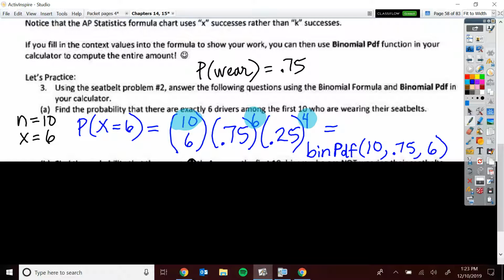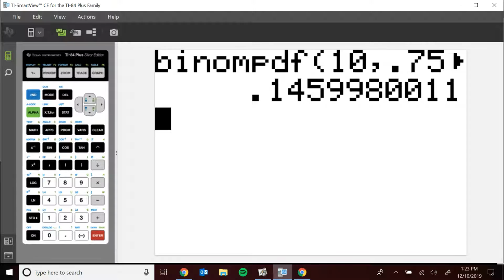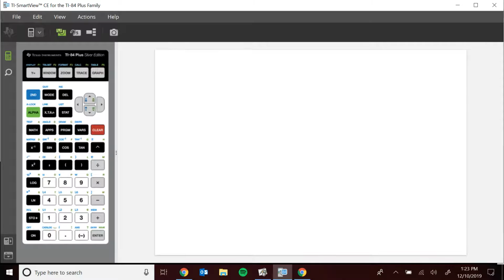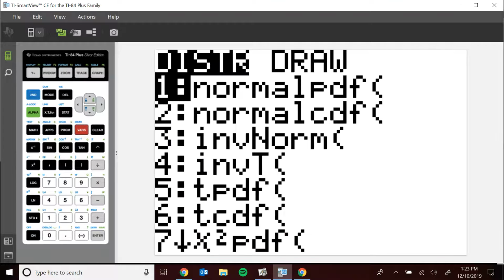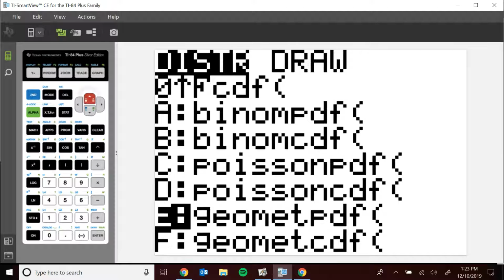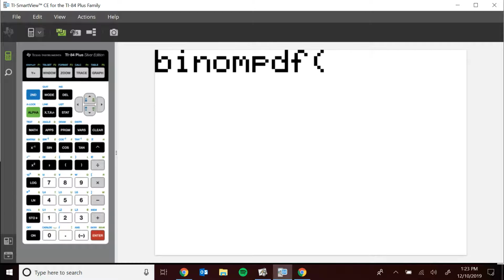Okay, so let's go do that. So to the calculator. Where were all of our other distribution functions? Second vars. Okay, it's pretty much in the middle of the list. So you can go down or you can go up to binomial PDF. There's binomial CDF, which we'll learn about tomorrow, binomial PDF today.